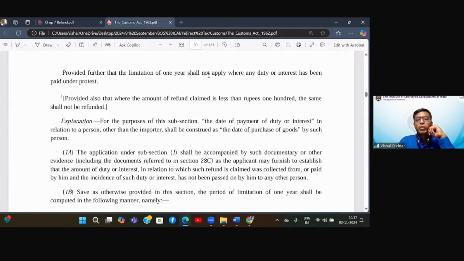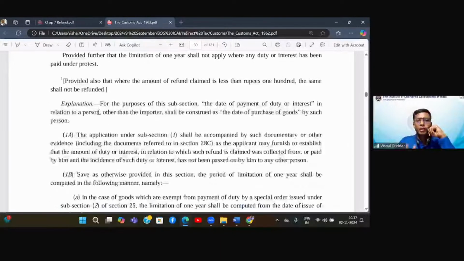Provided that the limitation of 1 year shall not apply to duty or interest which is paid under protest. Now, this you will not find in the GST law. So, GST law does not have any specific provision for duty payment under protest. Provided also that where the amount of refund claimed is less than 100, the same shall not be refunded. So, 100 is the minimum amount your refund application should be beyond.